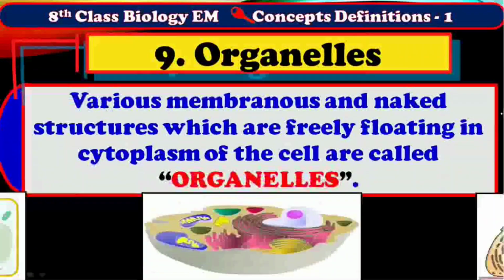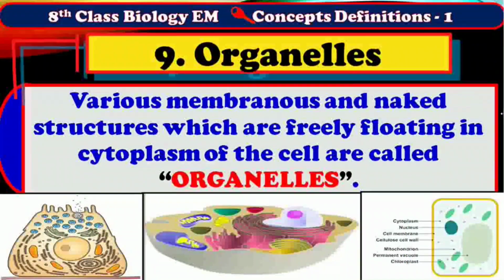Organelles. Various membranous and naked structures which are freely floating in cytoplasm of the cell are called organelles. A variety of microscopic organelles such as nucleus, mitochondria, Golgi complex, endoplasmic reticulum, ribosomes, lysosomes, centrosomes, chloroplast, cytoskeleton are present in cells. In ninth class, you will gain more knowledge on different organelles.